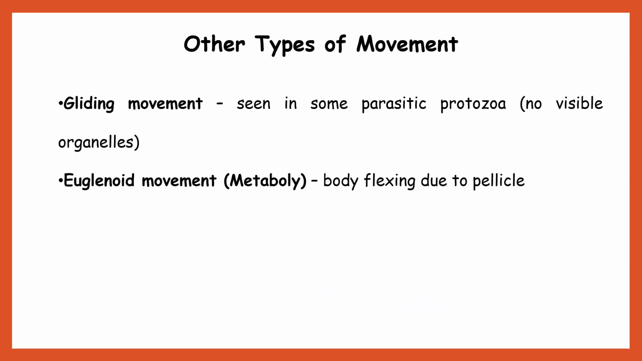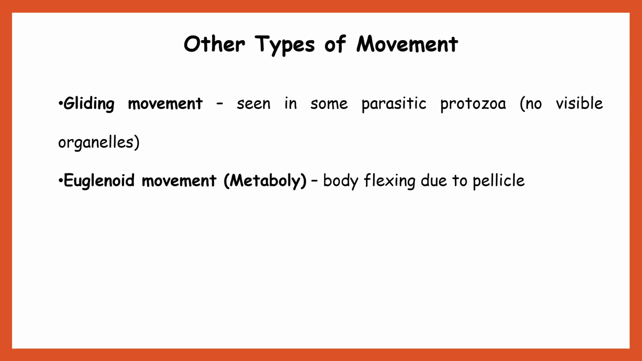Apart from these three locomotory organelles, we can observe some other types of movements in a very few protozoans. They don't have any specific organelles for this, but they show this type of movement. For example, gliding movement, which is mostly seen in some specific parasitic protozoans, where, as I said, they don't have any visible organelles. They simply glide inside the vertebrate's body.